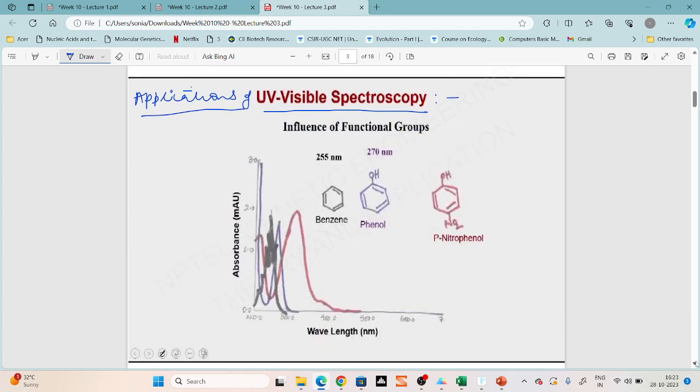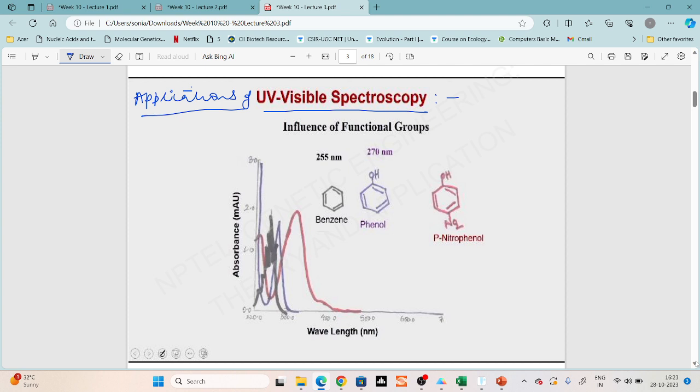See how infrared spectroscopy can be used to study the functional groups. We just said that infrared spectroscopy is used to study the functional groups because different functional groups will give us different infrared spectra. See, this is your benzene. This black one is benzene. If you add one functional group, that is OH, it becomes phenol. The spectra changes. Then you add another nitrogen here, it becomes paranitrophenol. Again, the spectra changes. So, can you see the influence of functional groups?